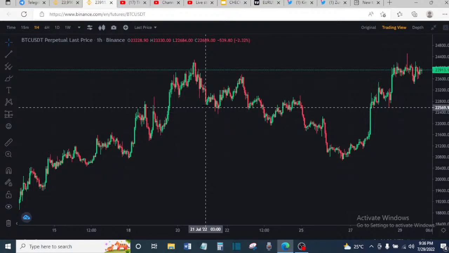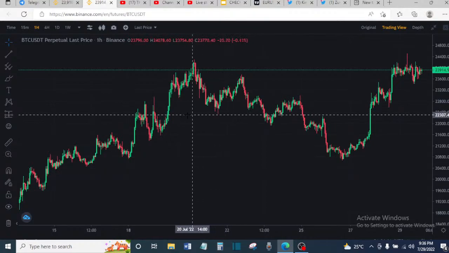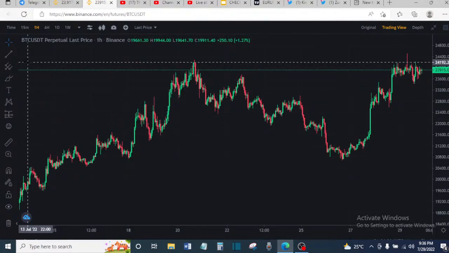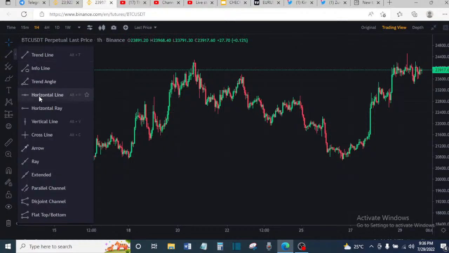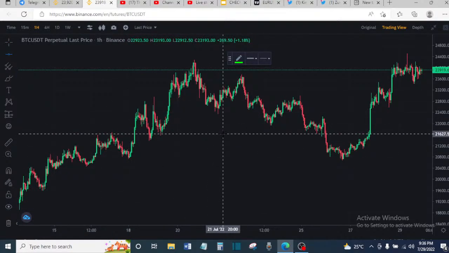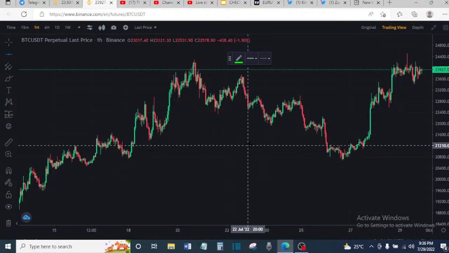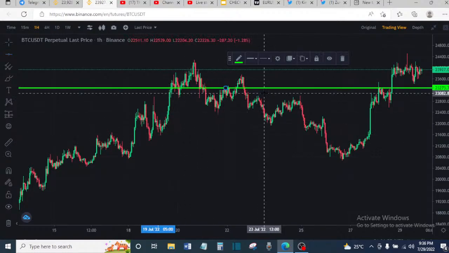We don't use indicators. The only tool that we use is our horizontal line to determine price direction. It is as simple or as easy as that. You don't need to make it complicated. It doesn't have to be complicated. All we need is our horizontal line. This is a horizontal line.